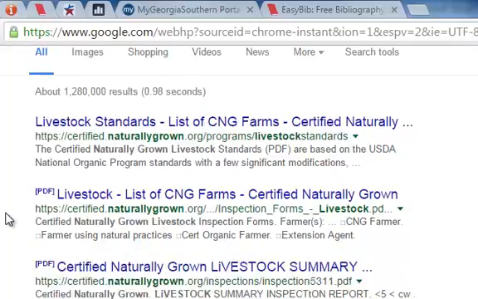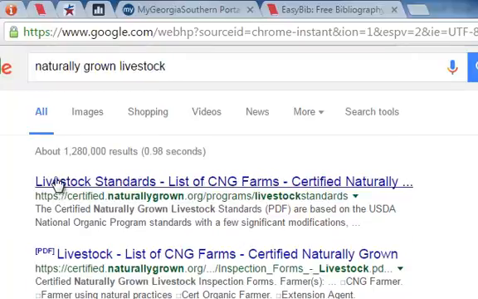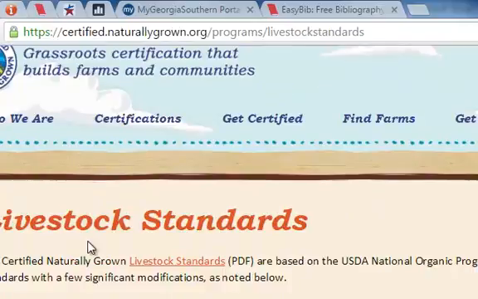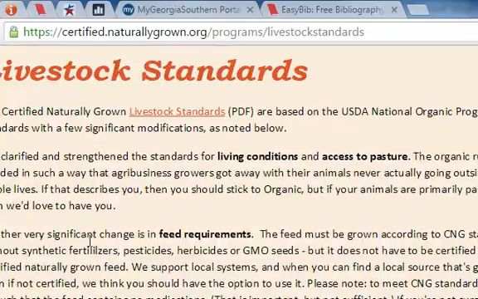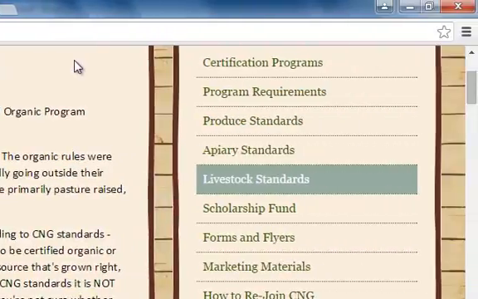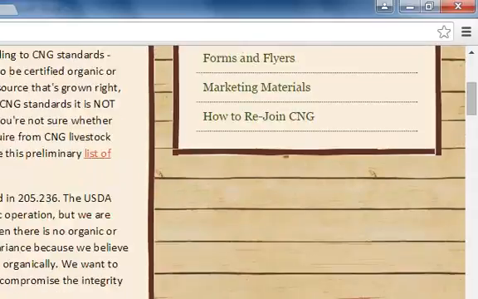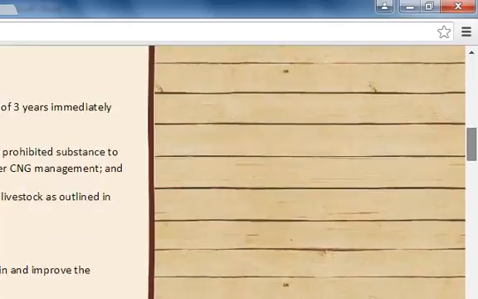And a lot of sites pop up about livestock standards in the US that are approved by the USDA. So this is a website that I definitely bookmark, and it talks about the feed requirements and the origin of livestock, and basically rules that farmers have to follow.